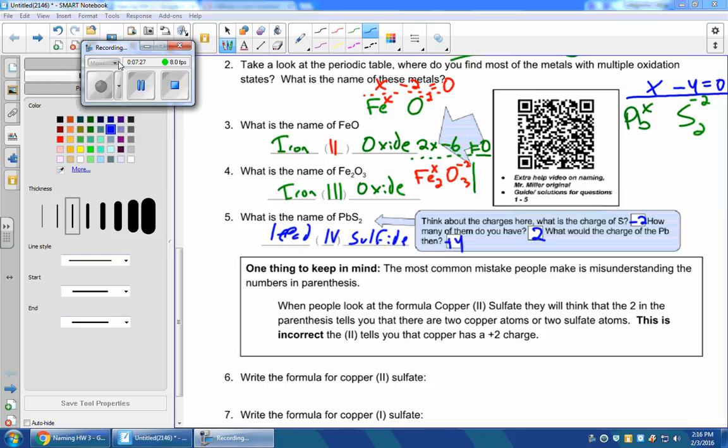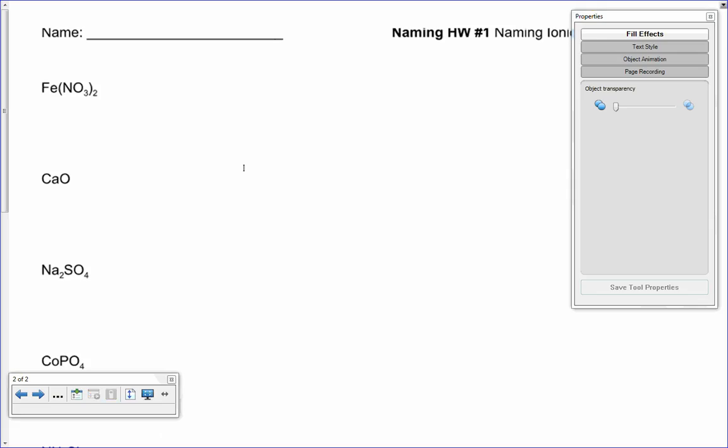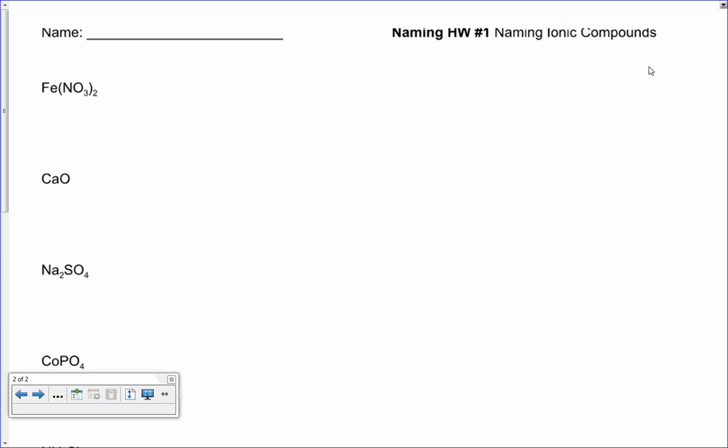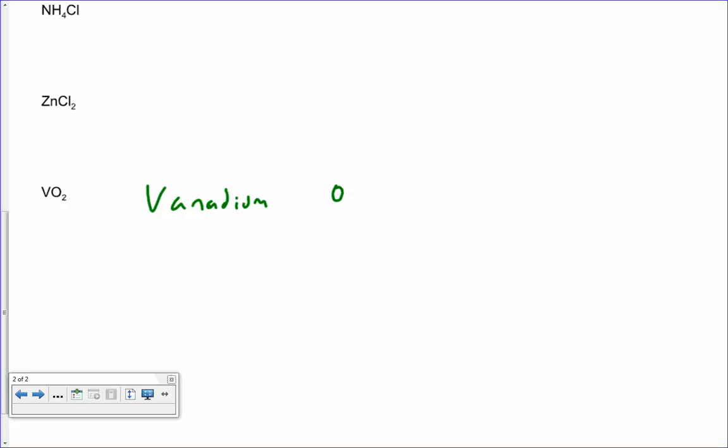So you could use this method of writing the oxidation states to write any of them, and I've got a few more examples here. So let's go through. These molecules were all of the ones from that first question that you circled, the ones with multiple oxidation states. So let's just go to the last one. We have VO2. So we have vanadium oxide, but that name doesn't tell us the oxidation state of vanadium. So it's going to be vanadium something oxide.